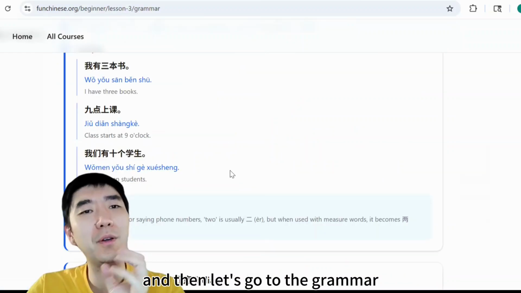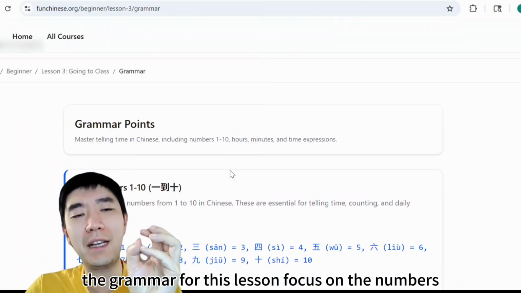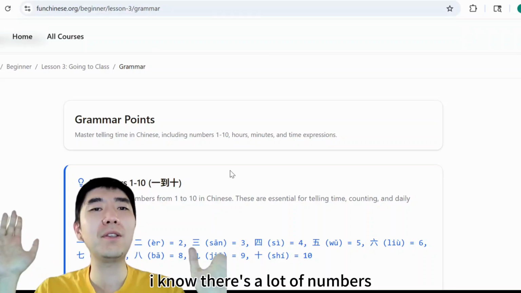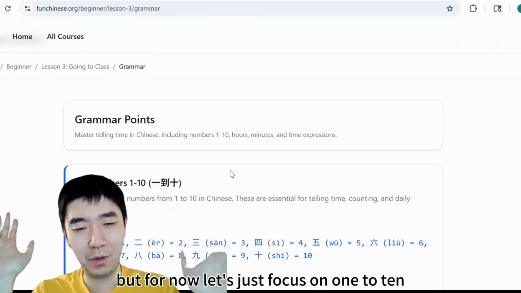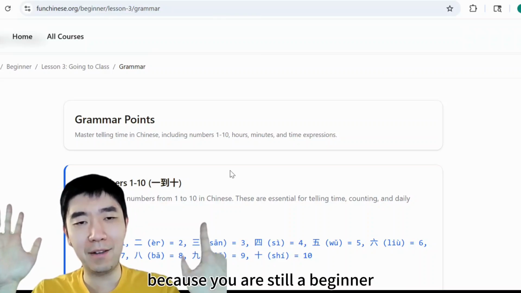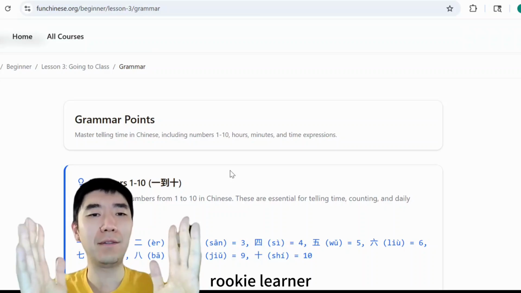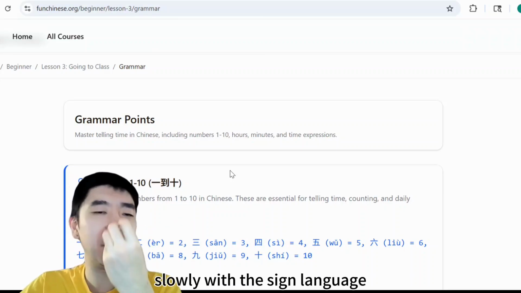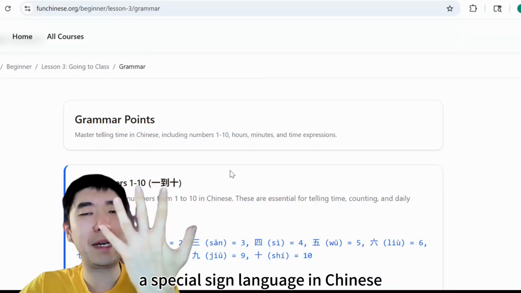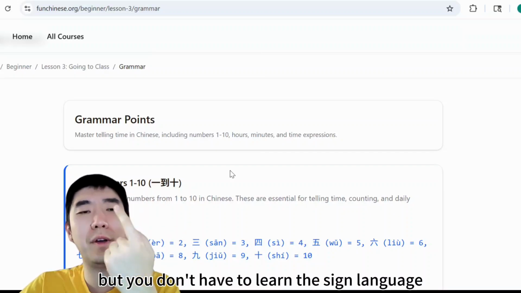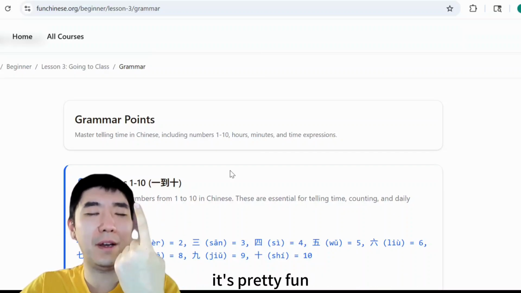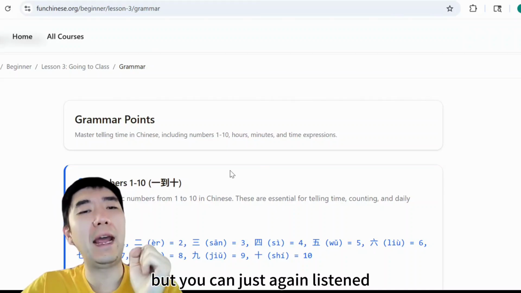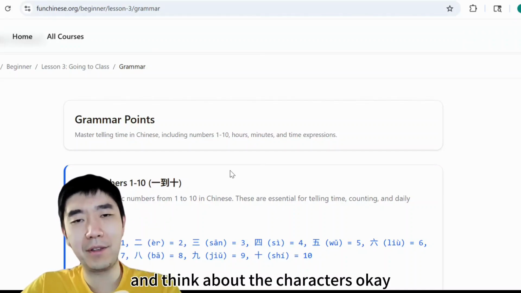And then let's go to the grammar. The grammar for this lesson focuses on numbers. I know there are a lot of numbers, but for now, let's just focus on 1 to 10 because you're still a beginner, a rookie learner. I will just say 1 to 10 slowly with the sign language, a special sign language in Chinese, but you don't have to learn the sign language. It's pretty fun, but it's okay. You can just, again, listen and think about the characters, okay?